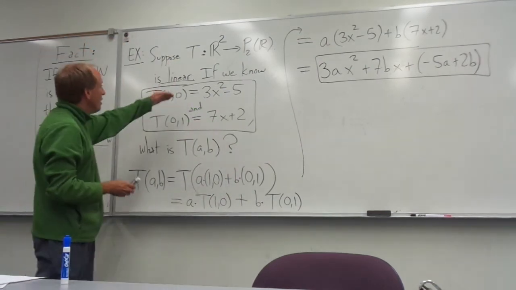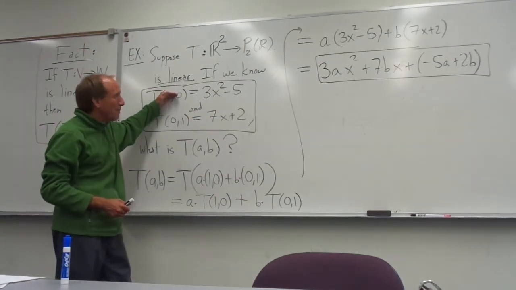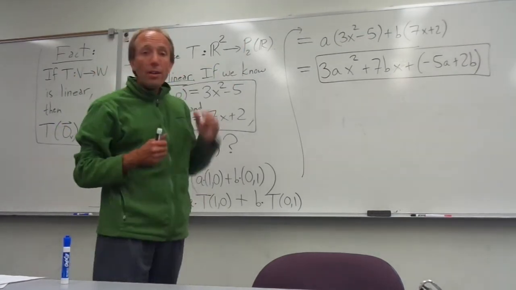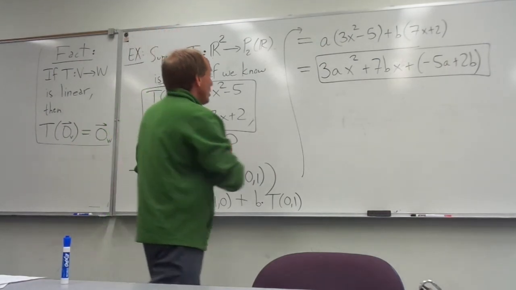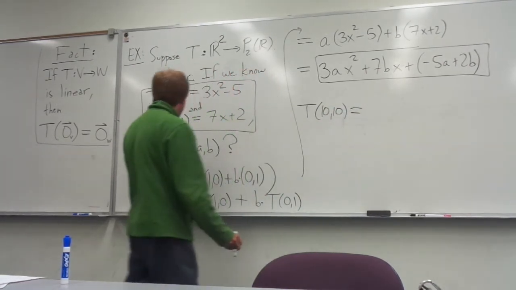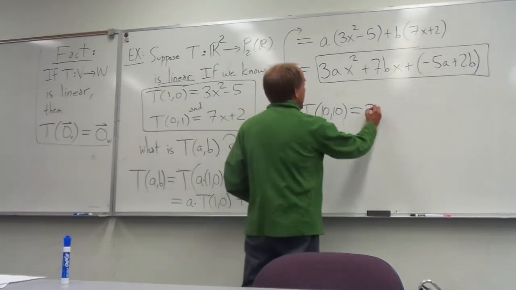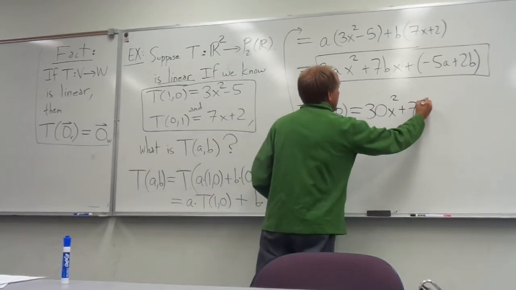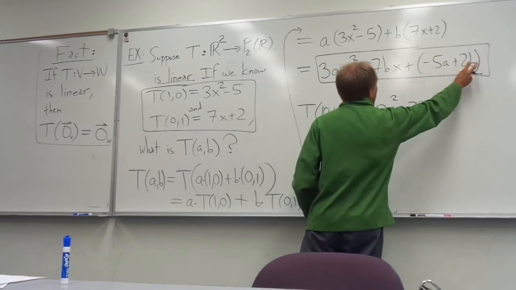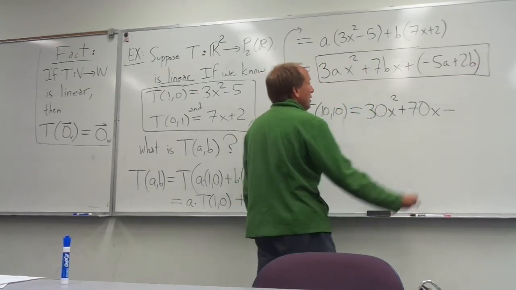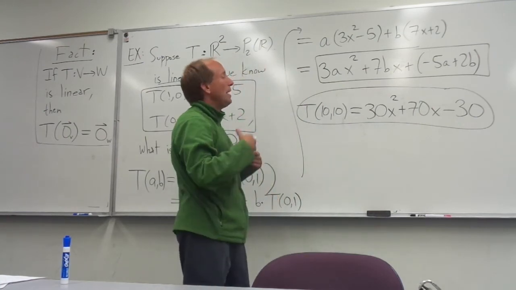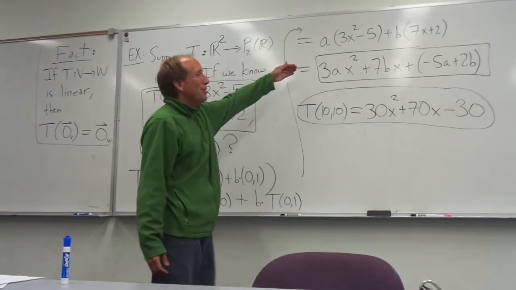If I just tell you T of two specific points in the xy plane, I can calculate T of any other arbitrary point. So if I want to know, for example, what is T of (10, 10)? Well, I just put in 10 for a and 10 for b in this formula. I'll get 30x squared plus 70x minus 50 plus 20, which is minus 30. There you go. That's T of (10, 10). You can find T of any point (a, b) that you want by just using this formula.